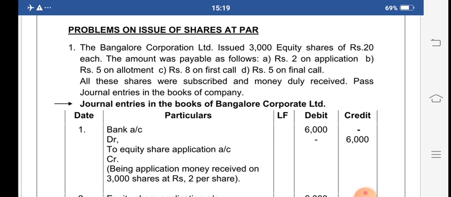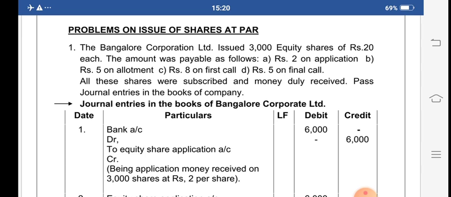Now you know how to pass the journal entries related to the applications. There are two entries for the applications, and in the last lecture we saw that. Now draw the format and write the heading: journal entries in the books of Bangalore Corporation Limited. Draw the date column, LF column, debit amount column, and credit amount column.